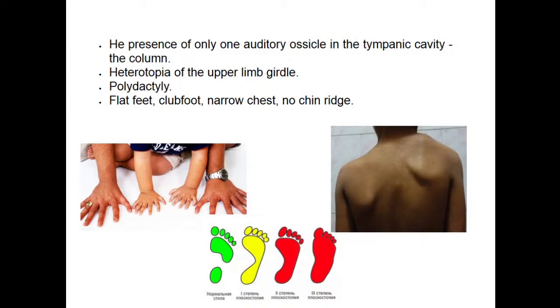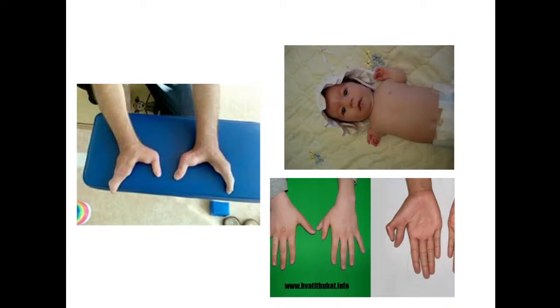Polydactyly: father and little boy each have 6 fingers on their hands. Flat feet, club foot, narrow chest, and no chin ridge are examples of the same anomalies. And the last picture shows different anomalies of fingers and hands.